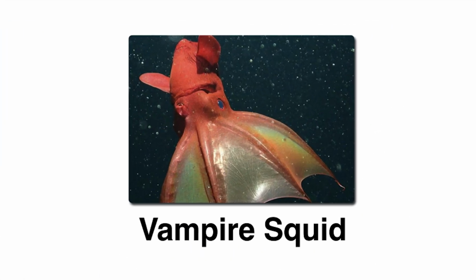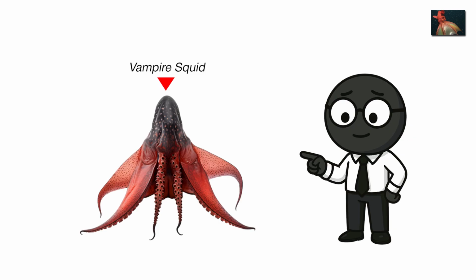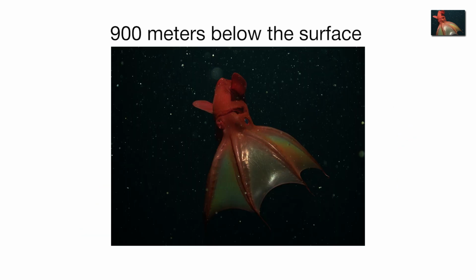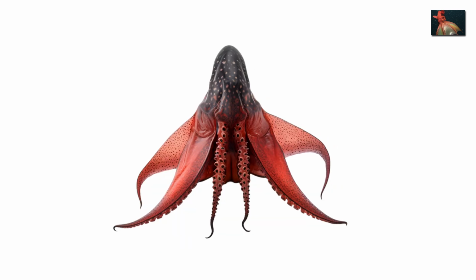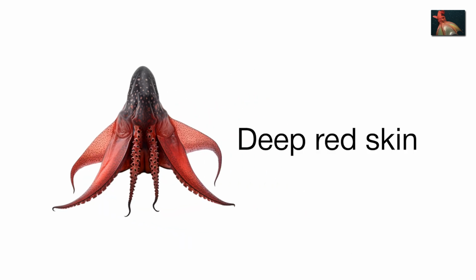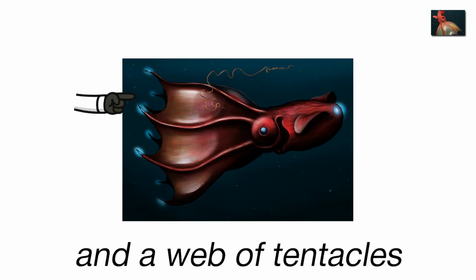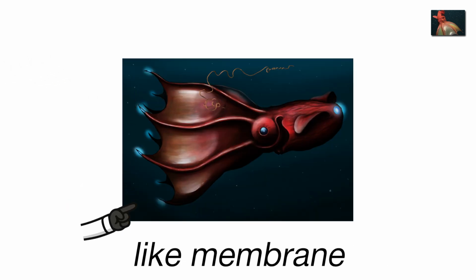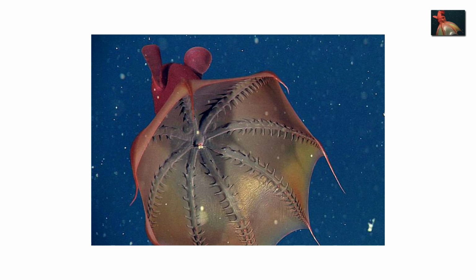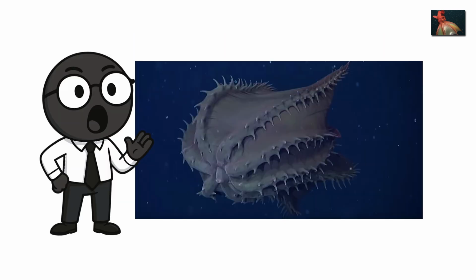Vampire squid, the bloodless bloodsucker. Don't let the name fool you. The vampire squid doesn't drink blood. It's weirder than that, living nearly 900 meters below the surface. This small cephalopod looks like a gothic nightmare. Deep red skin, glowing blue eyes, and a web of tentacles that form a cloak-like membrane. When threatened, it flips that cloak inside out, revealing rows of fleshy spikes.